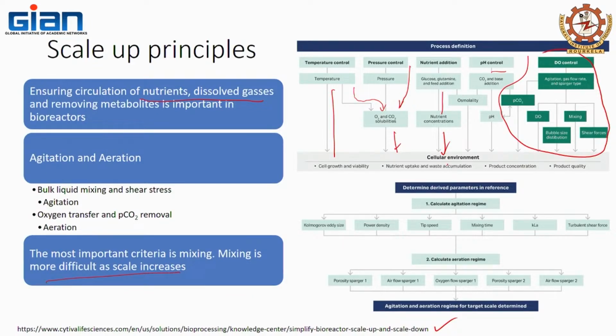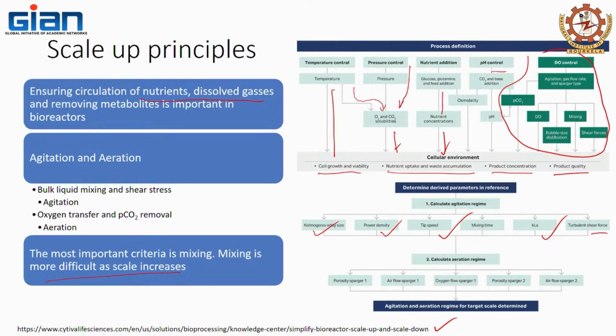Now, if the cellular environment is maintained, that will impact your cell growth, viabilities, nutrient uptake and waste accumulation. That will also affect your product concentration and the product quality. Maintaining all of this is your primary motive with respect to scale up. Now, determining the derived parameters in reference to those, you calculate your agitation regime. So, you have to look at your eddy size, the power density, the tip speed, the mixing time, the KLA and the turbulent shear force.